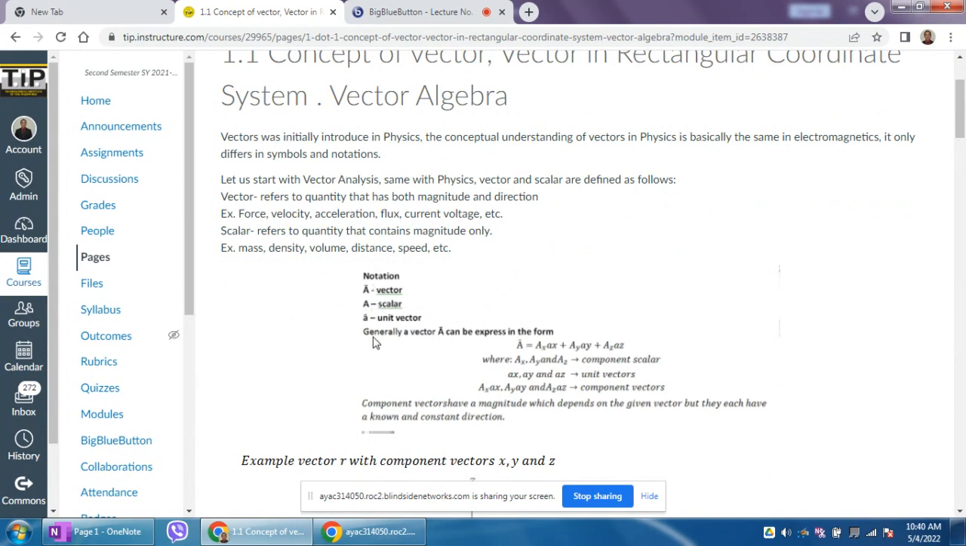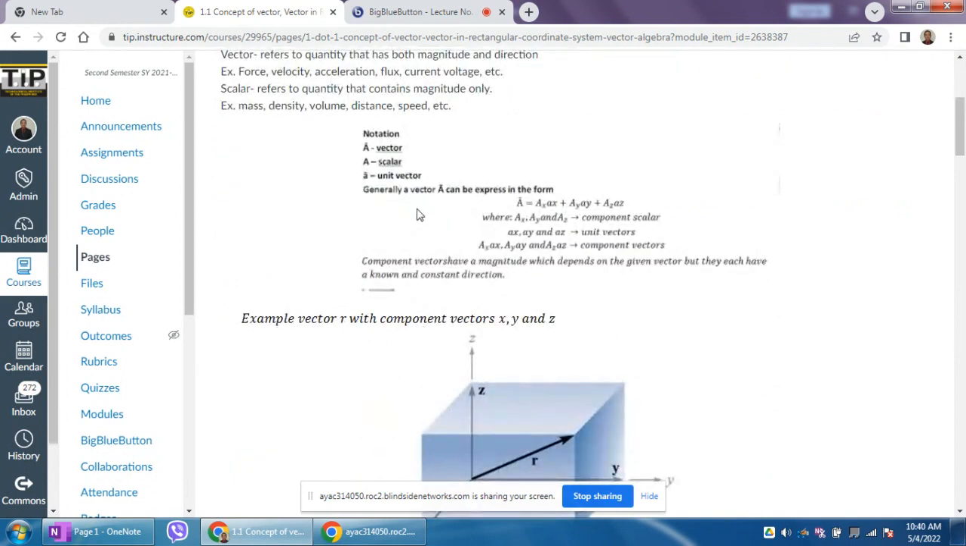So in our electromagnetics class, we have this following notation. So when you see a bold letter with a bar on top, this refers to a vector. A bold letter without a bar is a scalar quantity. A small letter represents a unit vector. But generally, a vector can be expressed in the form, okay, basahin ko po vector A is equal to capital AX, small ax plus capital AY, small ay plus capital AZ, small az.